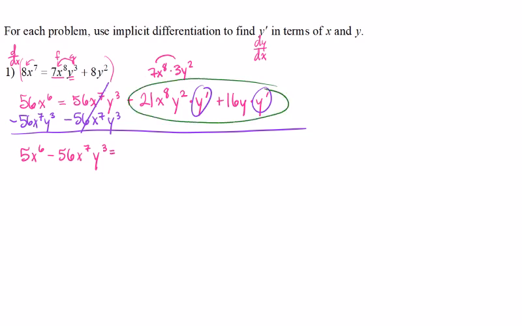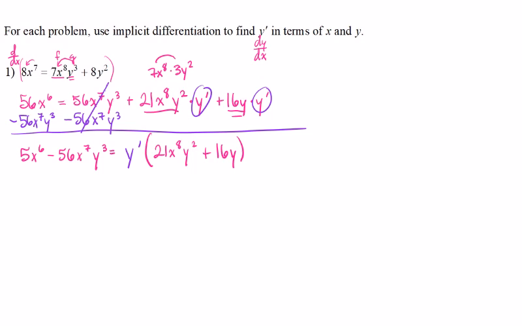So right now I'm going to factor out a y prime, okay? This is some mathlete stuff right here. I'm going to factor out a y prime and put all the leftovers back inside. So this is leftover 21x to the 8th y squared plus 16y. We just factor out the common factor of y prime, not necessarily the greatest common factor. That way now we can isolate it by dividing by this whole value, 21x to the 8th y squared plus 16y, on both sides.